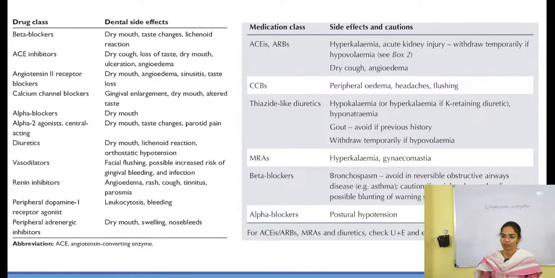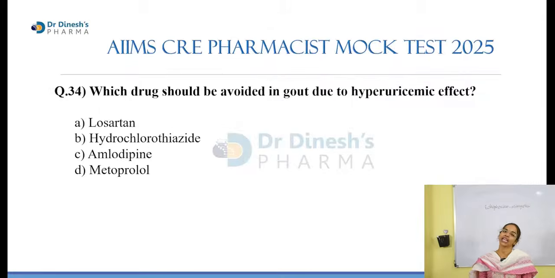Okay, next. Which drug should be avoided in gout due to hyperuricemic effect? The drug which has to be avoided in gout due to hyperuricemic effect. So we all know that gout occurs due to increased uric acid levels. So which of the drugs causes a hyperuricemic effect? For that reason it is avoided in gout. Losartan, hydrochlorothiazide, amlodipine and metoprolol.